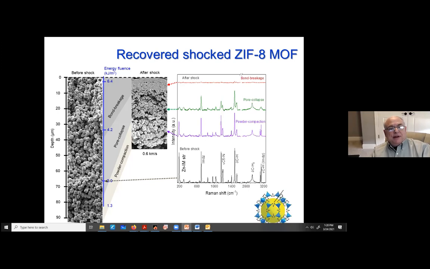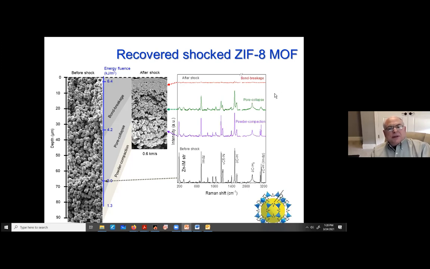So what I have here is powder compaction, nanopore collapse, and then up here I have this amorphous stuff, which doesn't really give any Raman spectrum at all. And that's what I wanted to describe as perhaps a carbon, zinc, and nitrogen composite.